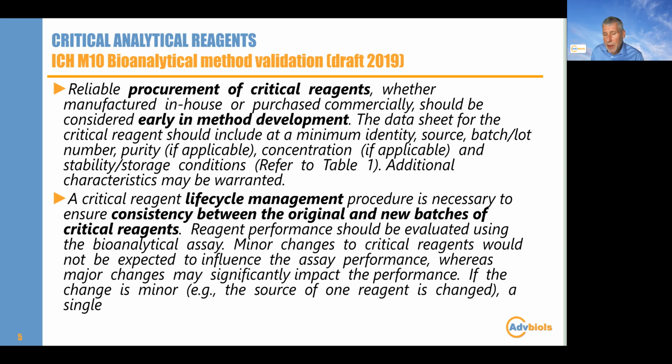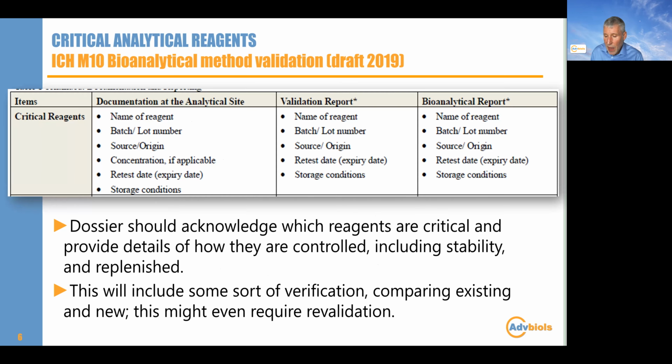So some of this will come out of some early robustness studies, but then you need to think about the management over the life cycle. How are you going to swap a new batch of reagent when it comes along? How are you going to reevaluate it? Does that require partial or full revalidation of the analytical method? What should be in the dossier?